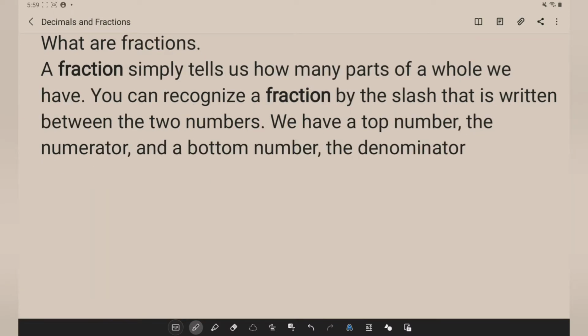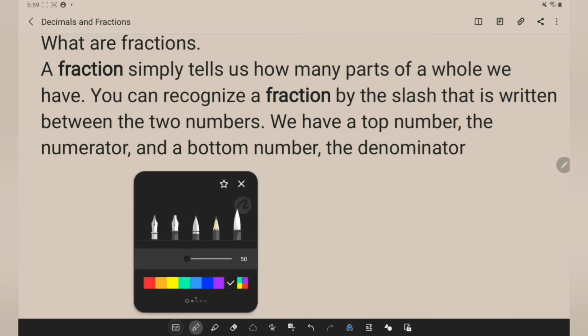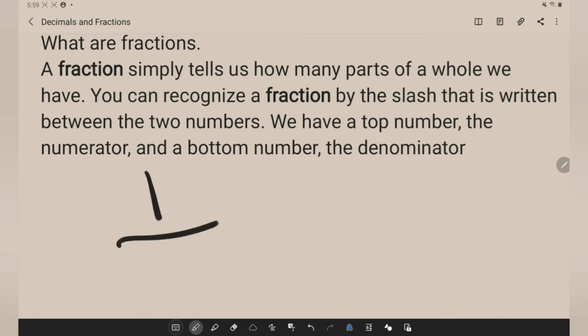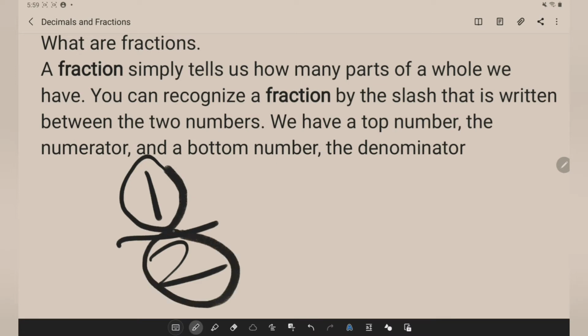What are fractions? A fraction simply tells us how many parts of a whole we have. You can recognize a fraction by the slash that is written between the two numbers. We have a top number, the numerator, and a bottom number, the denominator. So let's take an example of 1 by 2. Now 1 is the numerator and 2 is the denominator.